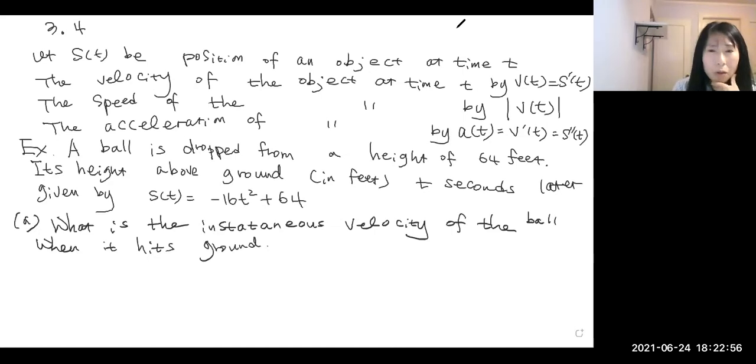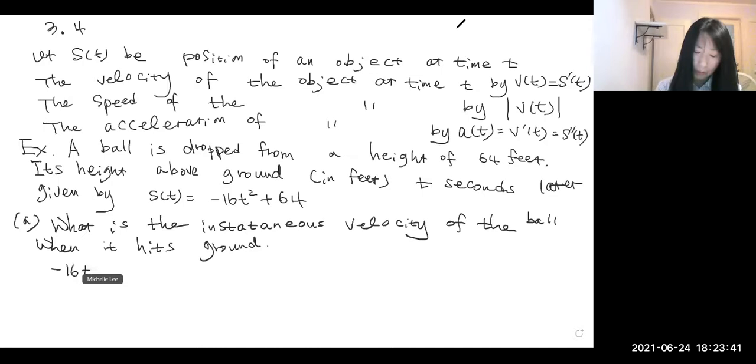So first of all, we gotta find the t first. Let us set the position function s of t equal to 0 because ground, right? So then find t. Then we find the instantaneous velocity when t equals that number, all right? So here, let's say that negative 16 t squared plus 64 equals 0, and solve for t first.